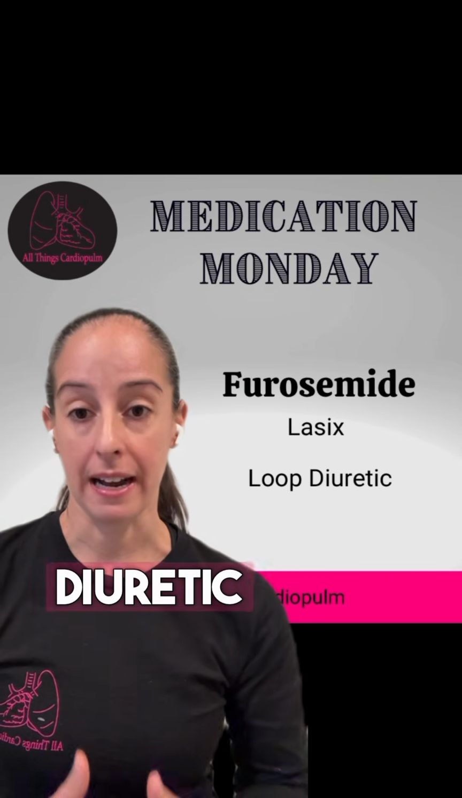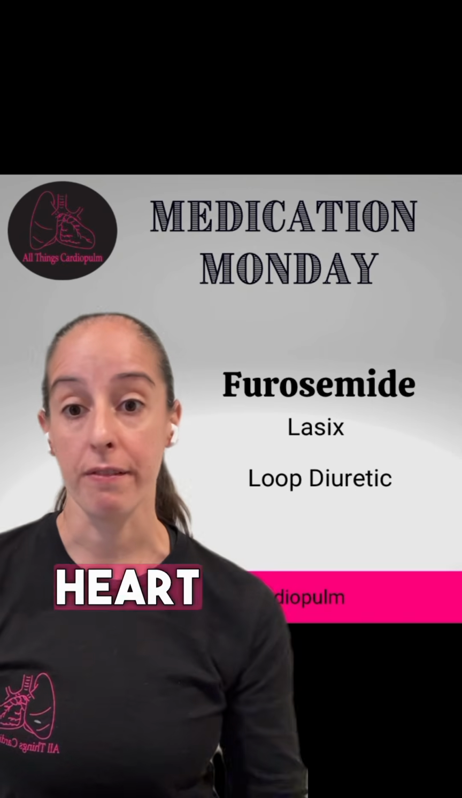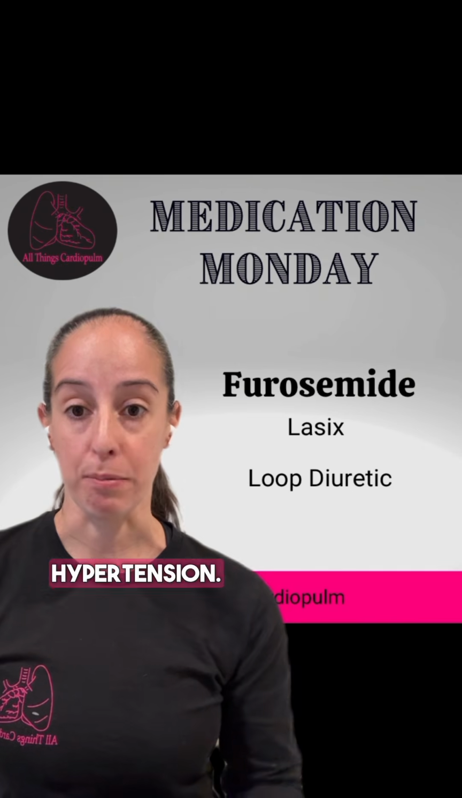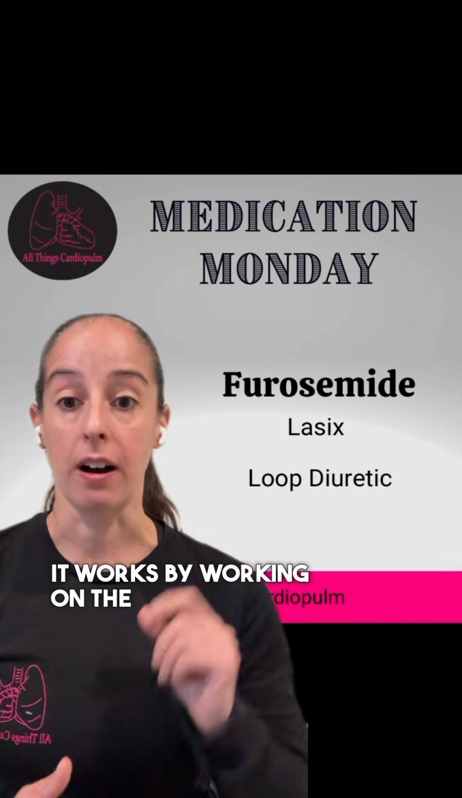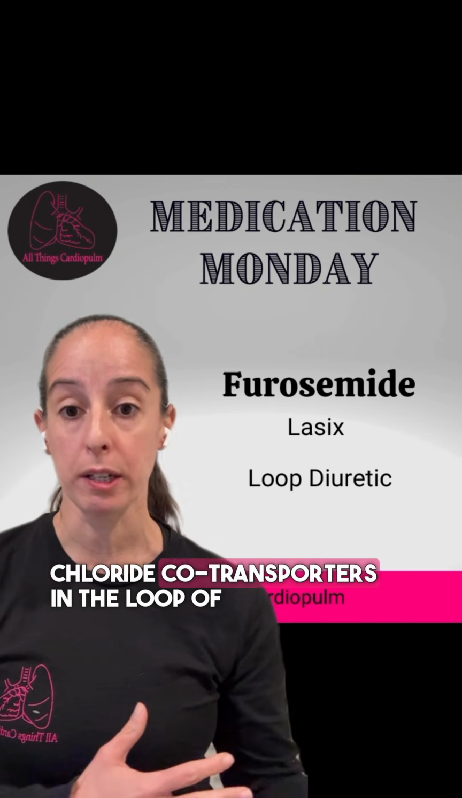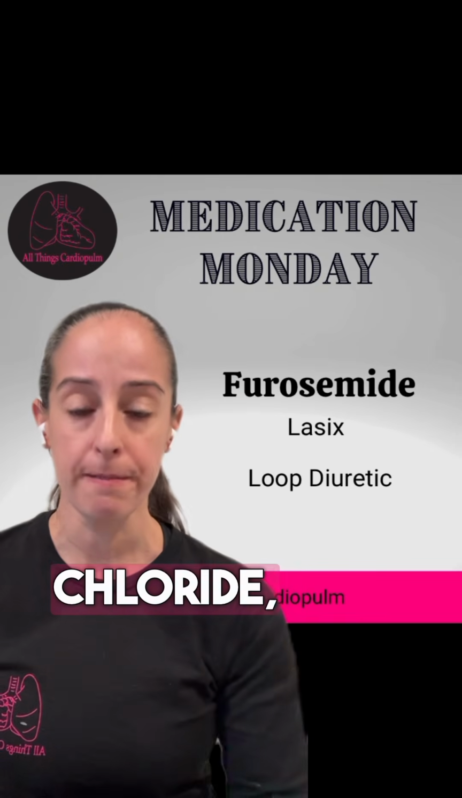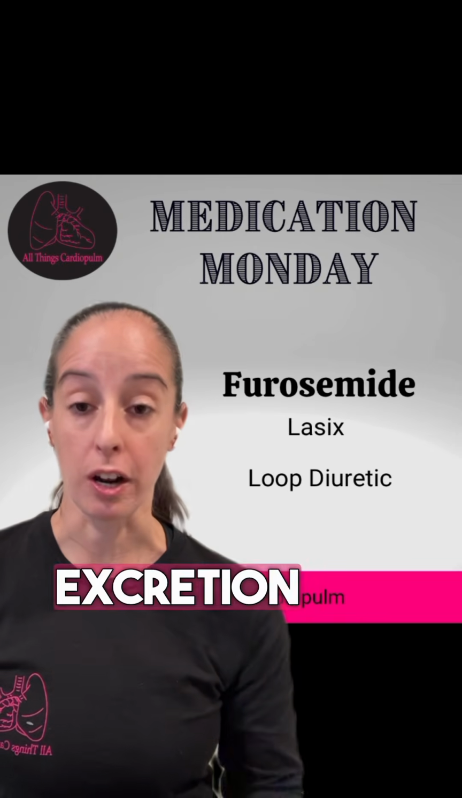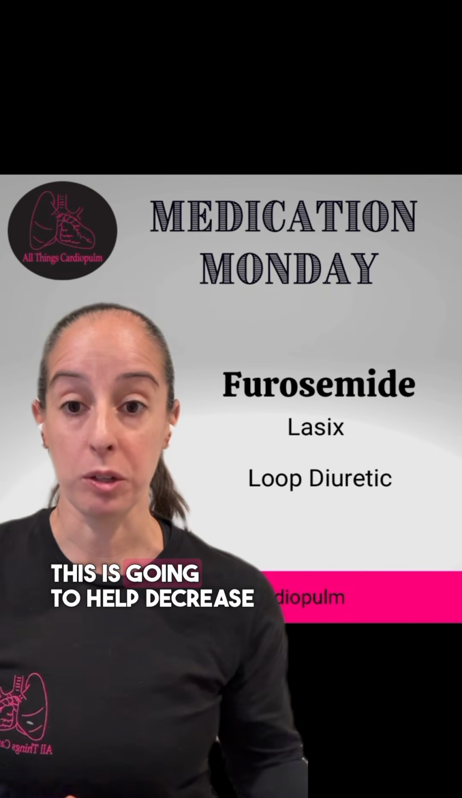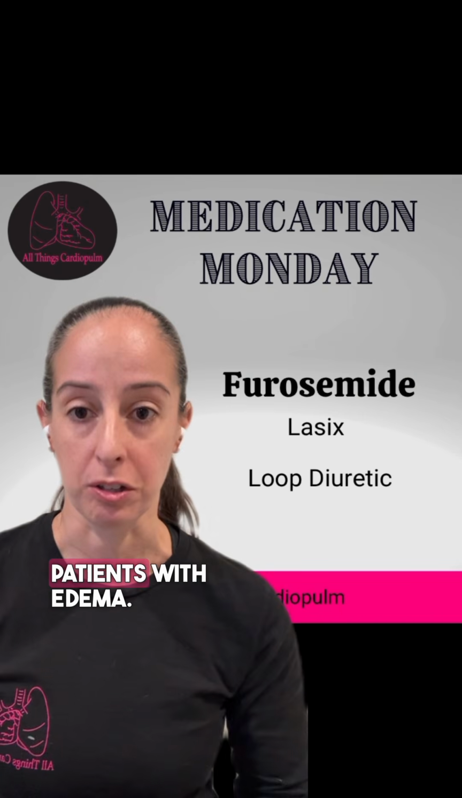It is a loop diuretic used to treat patients with edema secondary to heart failure, kidney disease, liver disease, and it's also a first-line defense against hypertension. It works by working on the loop of Henle. It inhibits the sodium-potassium-chloride cotransporters in the loop of Henle, which prevents reabsorption of sodium, potassium, and chloride, which leads to an increased excretion of water, sodium, potassium, chloride, and other electrolytes. This is going to help decrease overall volume and decrease preload, helping those patients with edema.